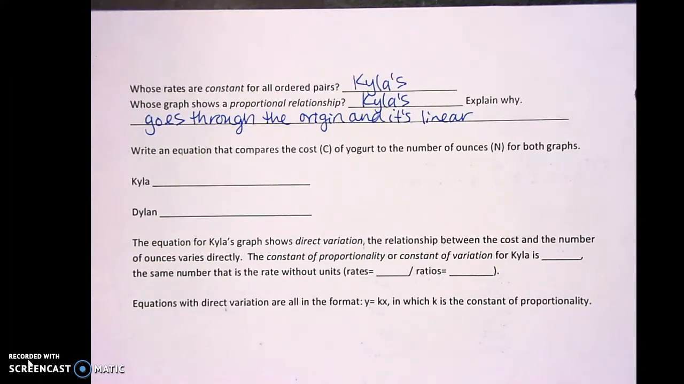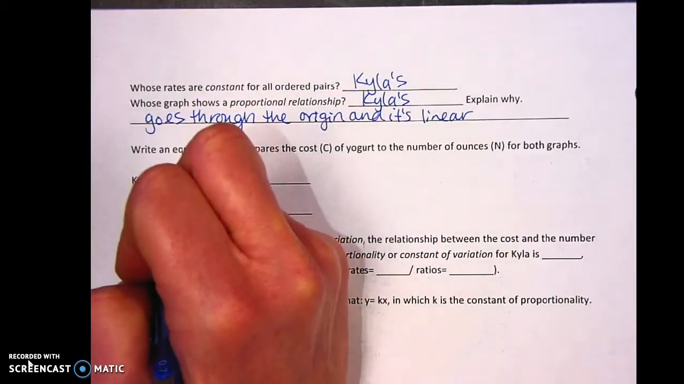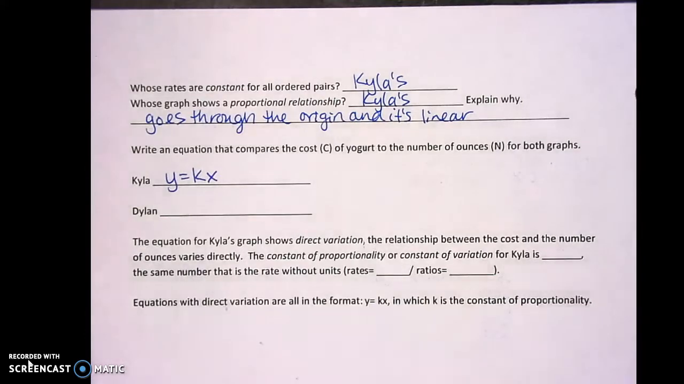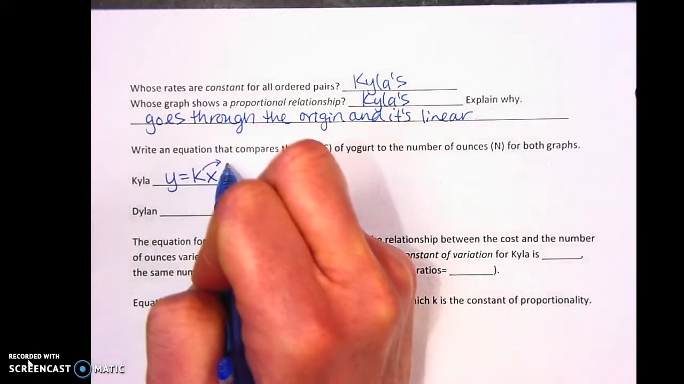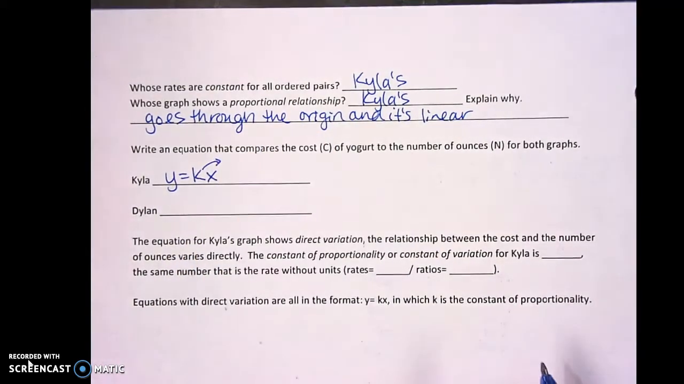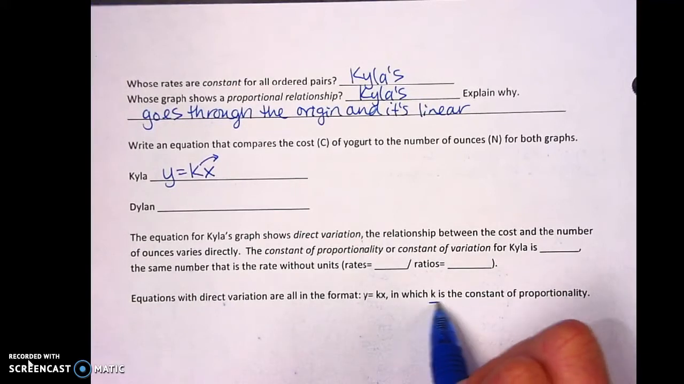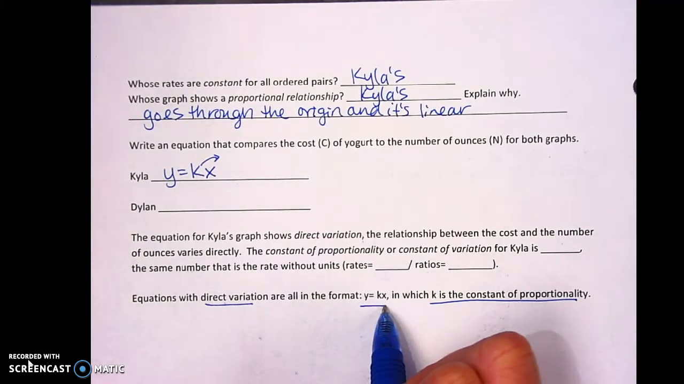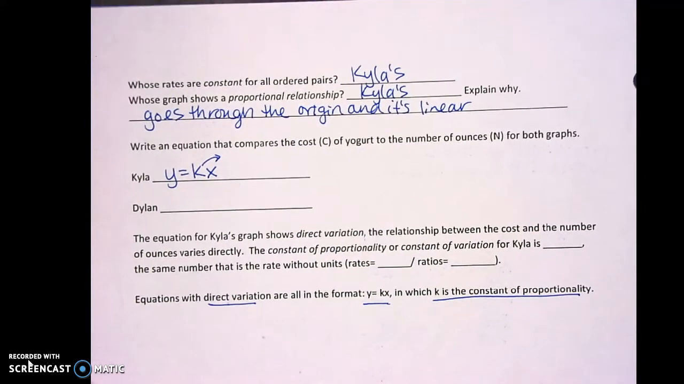Direct variation uses this formula, y equals kx. We had that in our notes before. The k stands for the constant of proportionality. Actually, that's written down below here. K is the constant of proportionality. Direct variation is always in this format, the simplest form of an equation.